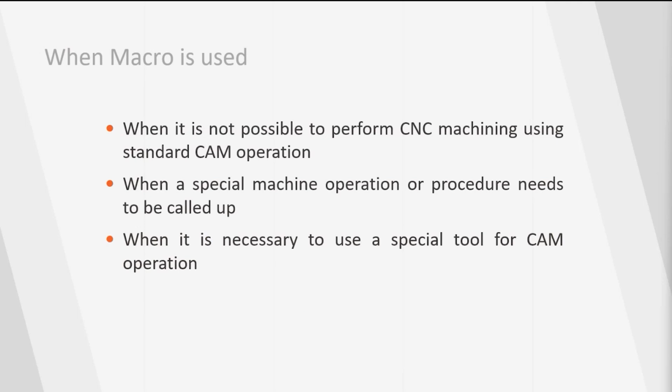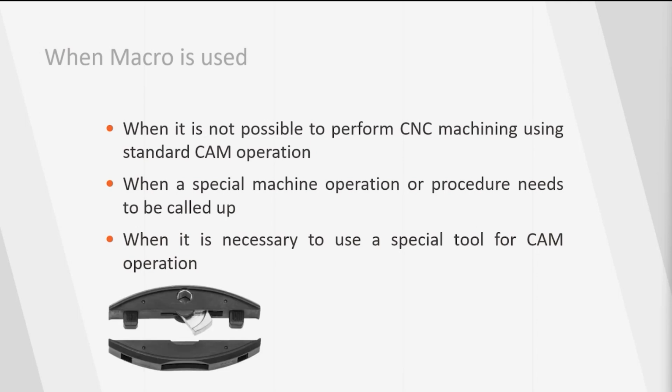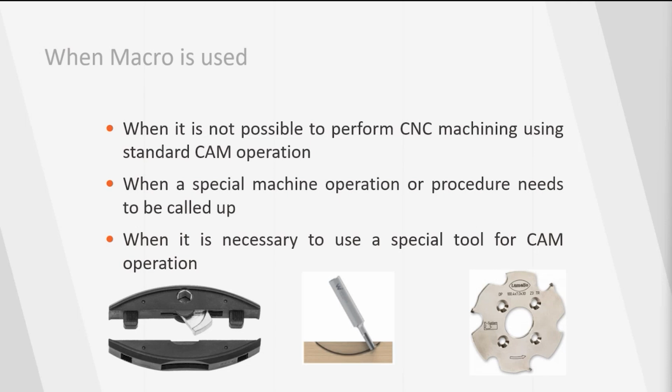So, when macro is used? When it is not possible to perform CNC machining using standard compound CAM operations, when a special machine operation or procedure needs to be called up, when it is necessary to use a special tool for CAM operation. As an example, it can be the lamello-climax type connection. On some CNC machines, it can be made by a special mill or by a special saw blade.